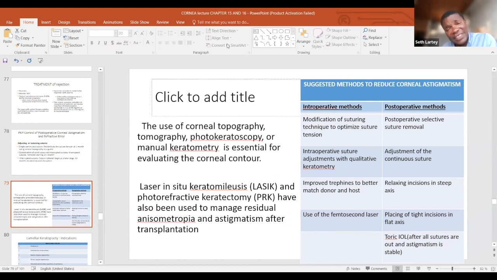Of course, DSEK and DMEK are exceptions, but even in DSEK, where you have thick corneas, usually the corneas are not evenly thick. The posterior curve may give you a little bit of astigmatism, but nowhere near as much as the astigmatism you have with PKP.